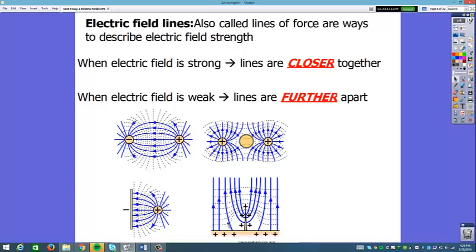If you look down here on this bottom picture, you see these field lines are much closer here than they are over here on this side. Notice that they're all going away from the object since it's a positive particle. Your field is going to be much stronger over here than it is over here, just because of how close the field lines are together.